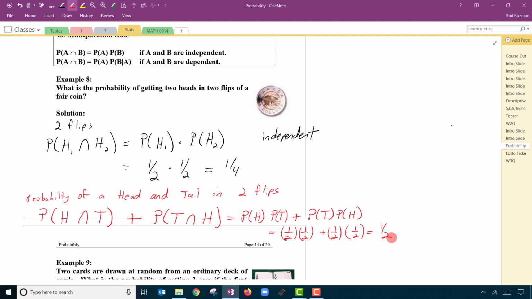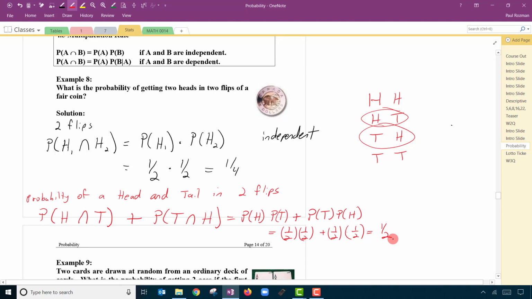But that makes sense if you do think about it. Your options are head head, head tail, tail head, or tail tail. So the probability of getting head head is 1 out of these 4 possibilities. The probability of getting a head and a tail, well, there are 2 different ways it can happen out of the 4, which ends up being 1/2.